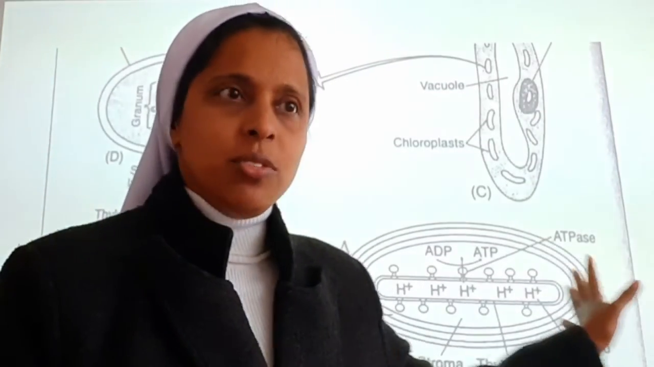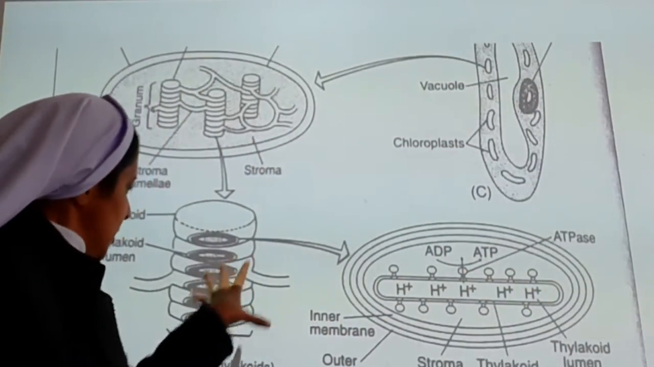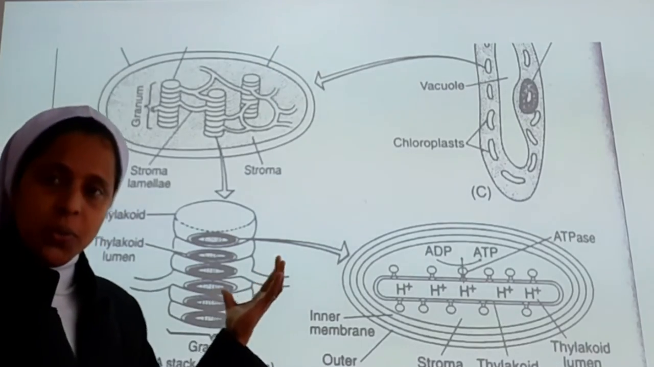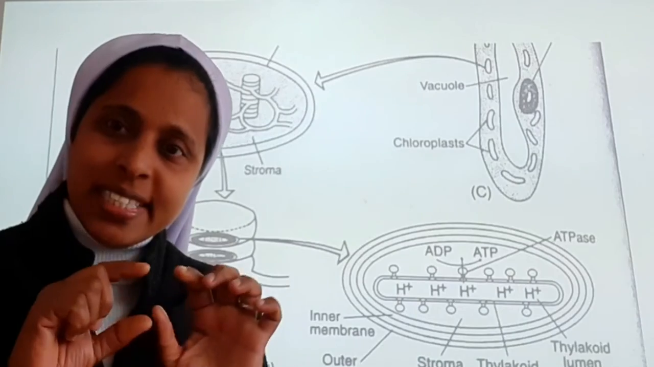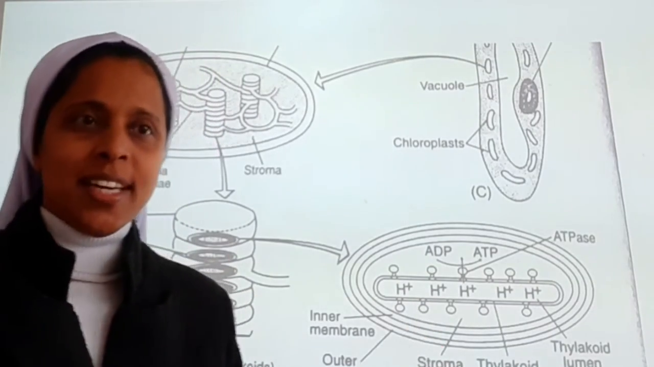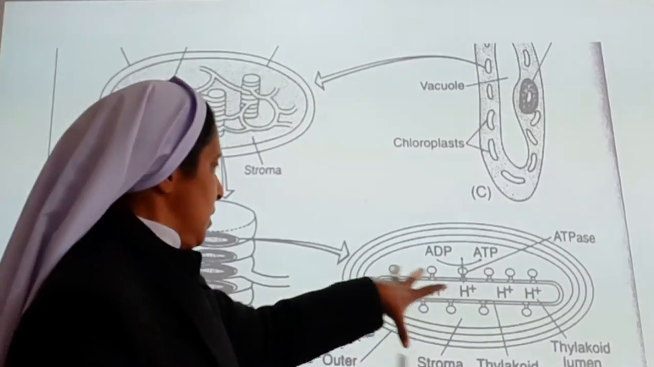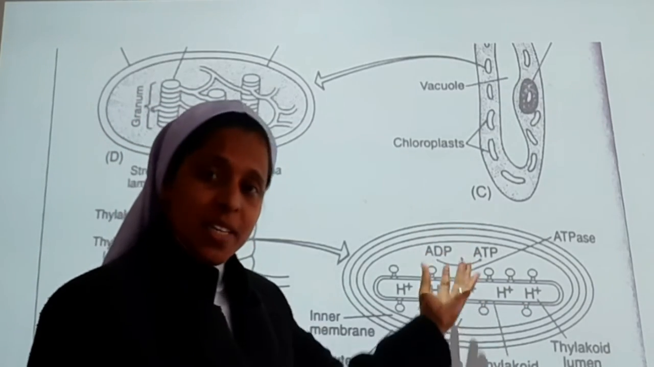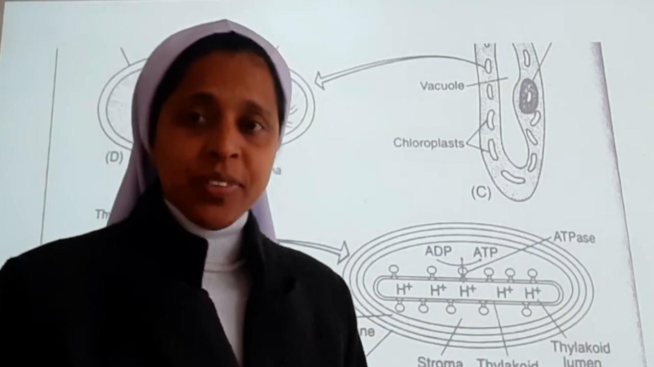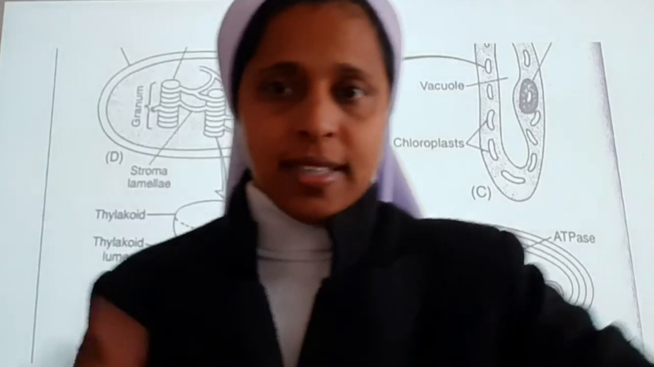And here we have zoomed the granum, a stack of thylakoids. As I have told you, the granum is arranged like coins. So a stack of thylakoids is present here, and how the inner membrane of the stroma is arranged, how the hydrogen ions move, how the ATP is generated, how the energy is released, all these things are here.